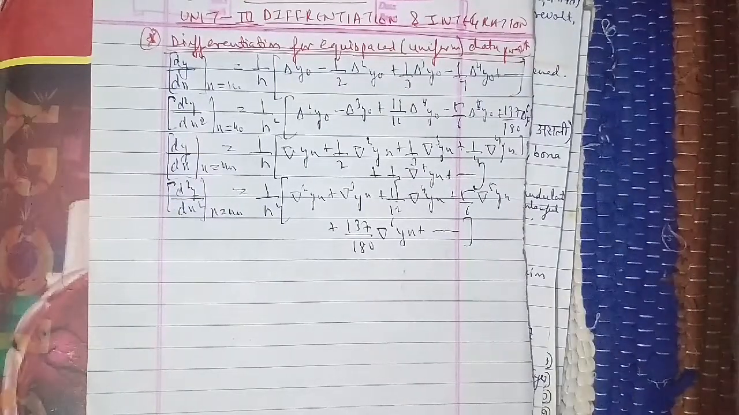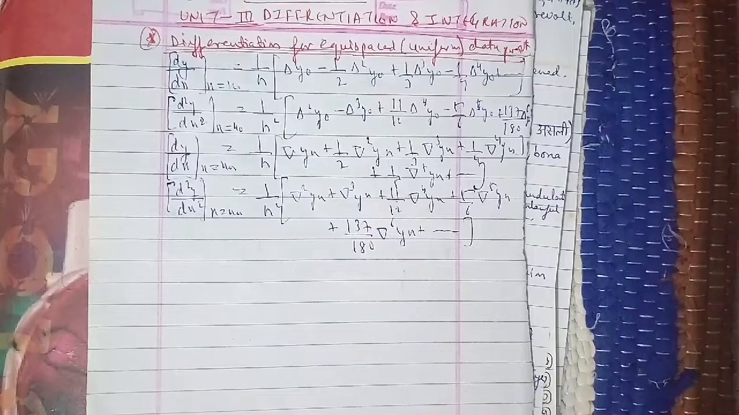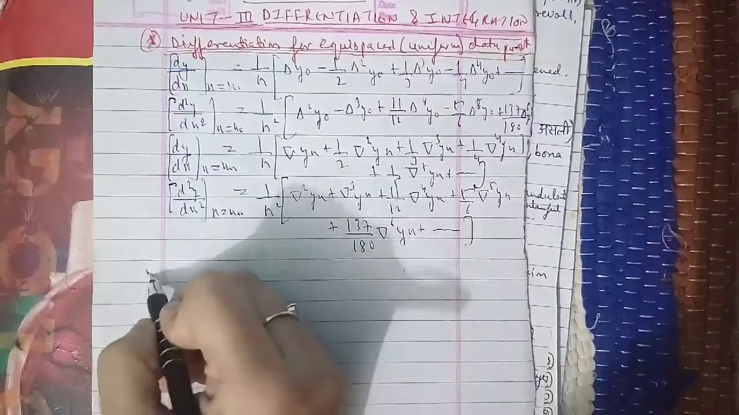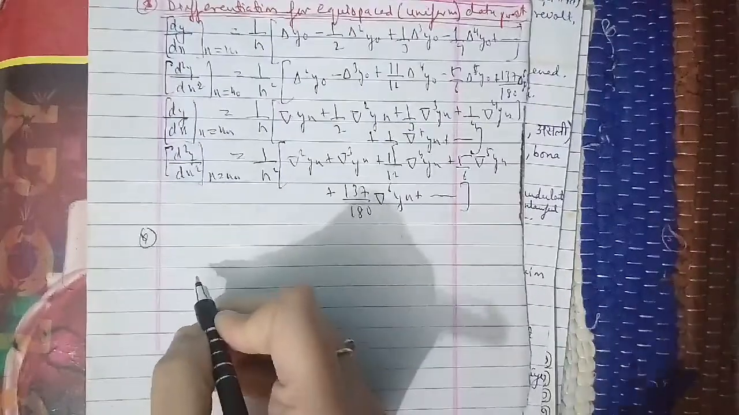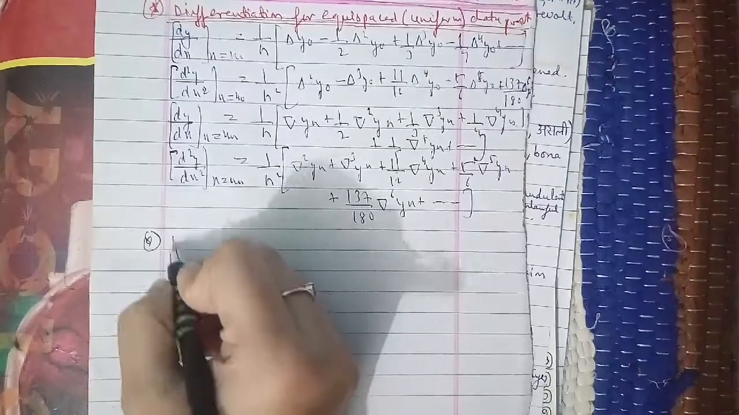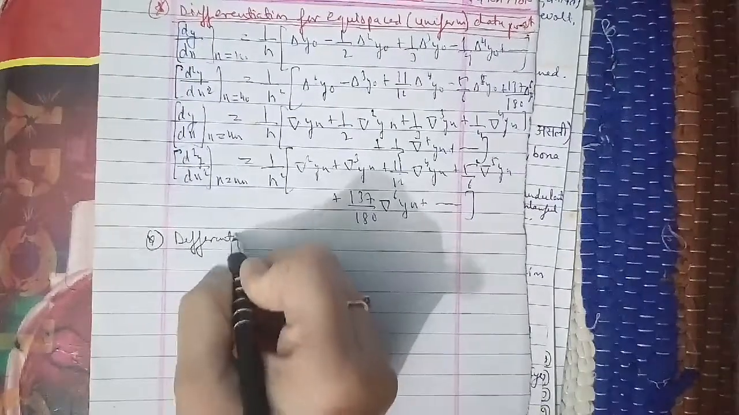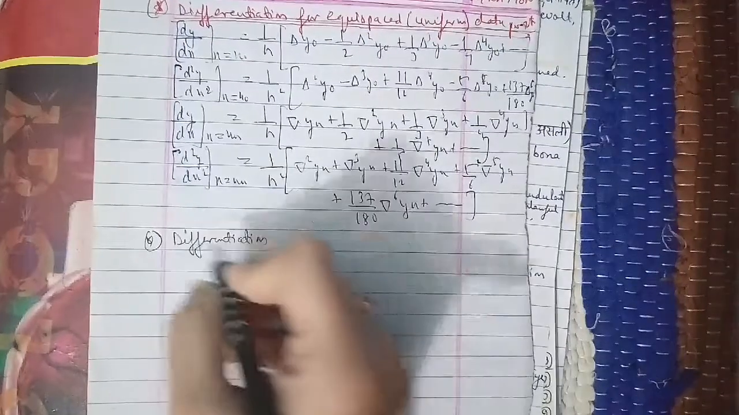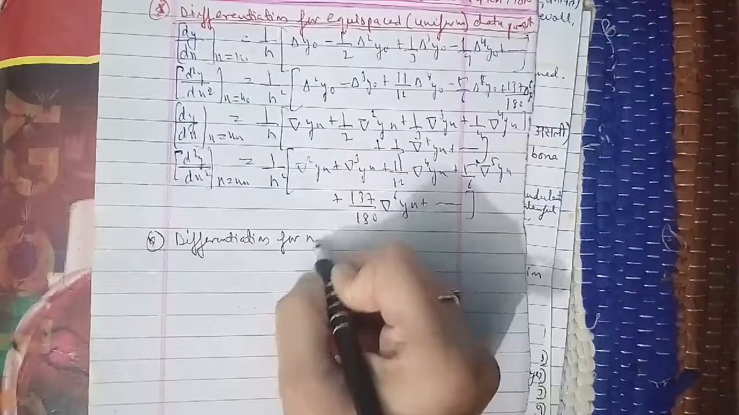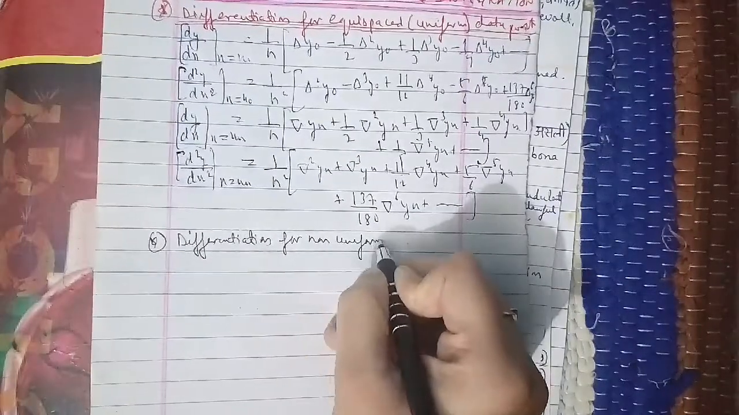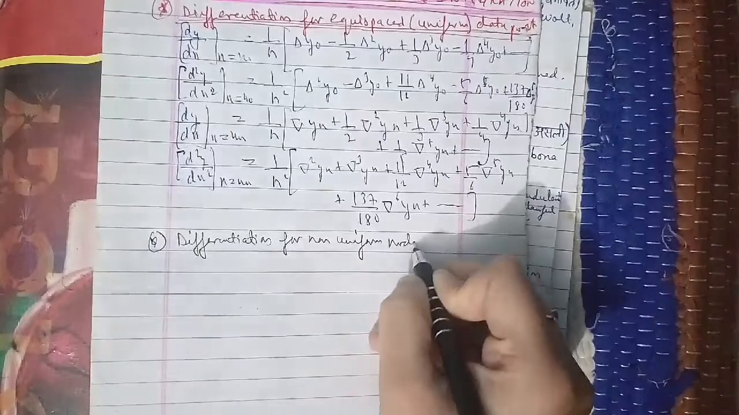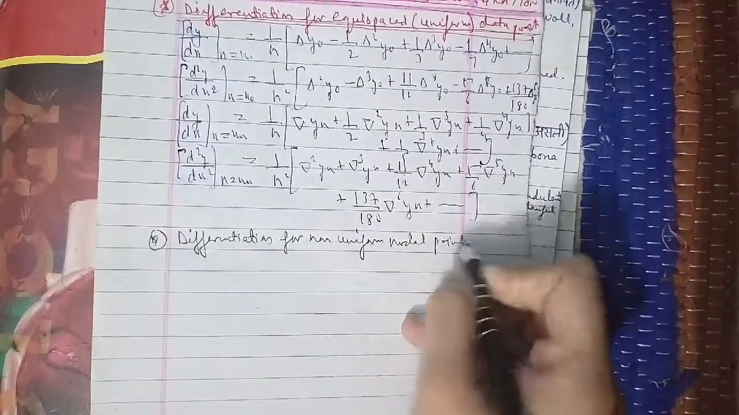Okay, so this is the differentiation for equi-spaced, uniform data points. Now we'll discuss differentiation for non-uniform nodal points.